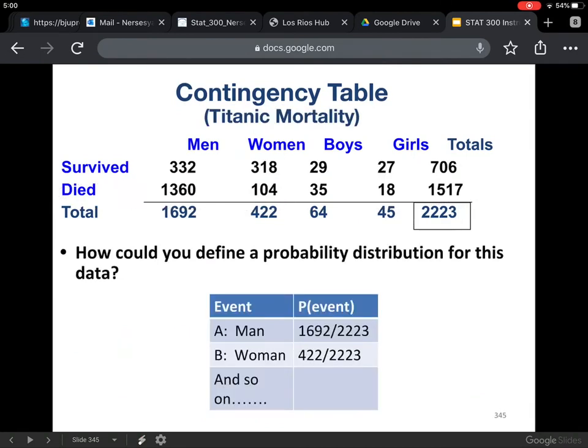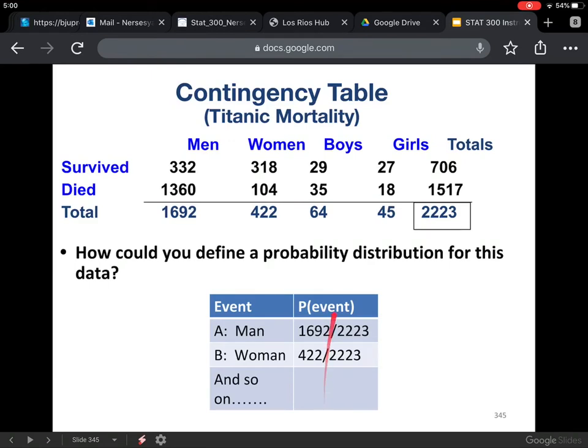finding the probabilities, okay? If I were going to make a probability distribution from this contingency table, what would it look like? Well, one thing that we could do would be just look at all of the columns, right? Men, 1,692 out of 2,223. Women, 422 out of 2,223. And so on, 64 and 45 for boys and girls respectively.